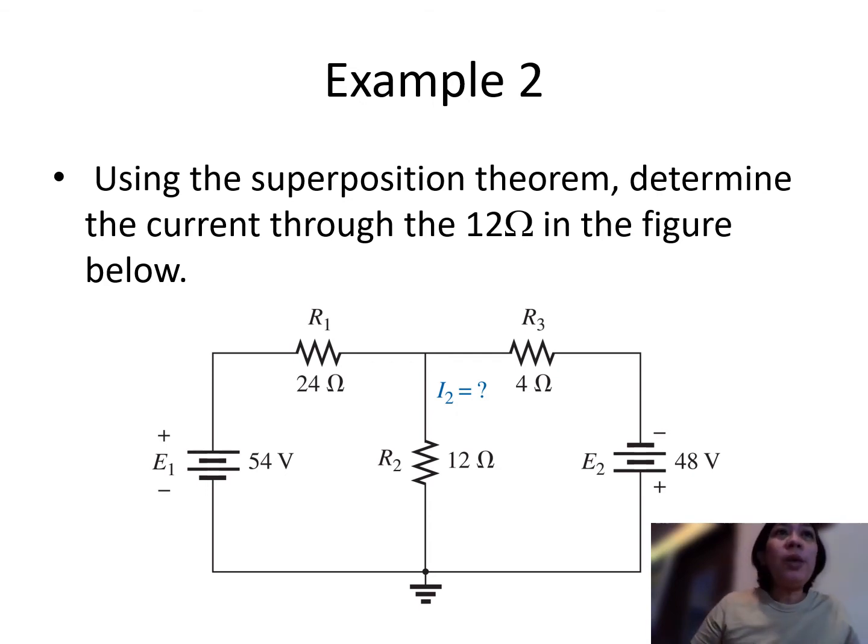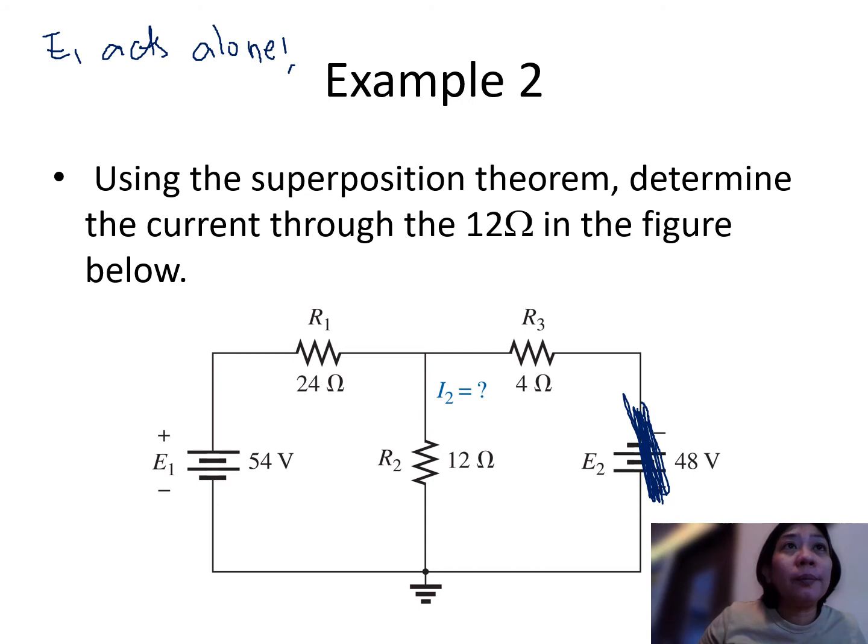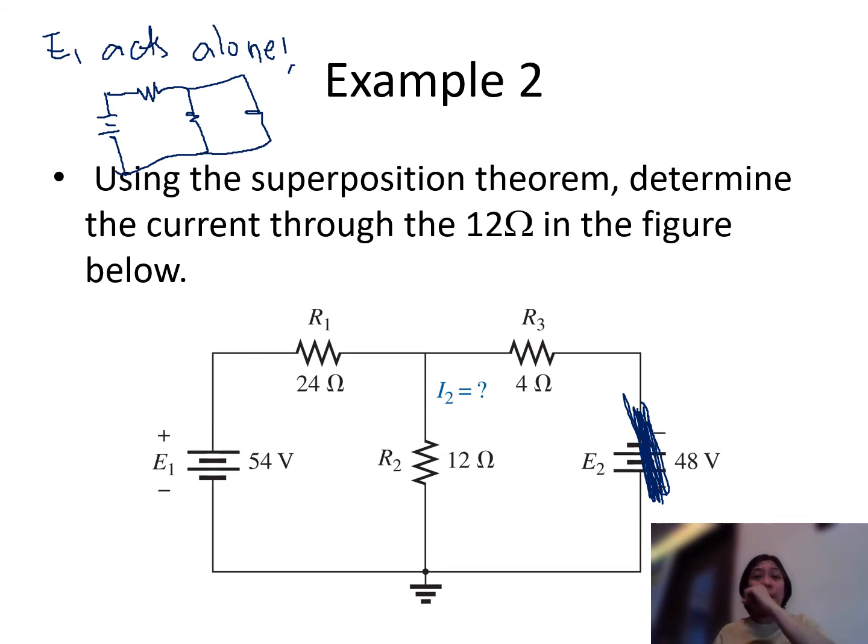So let us say we are now evaluating E1 only, when E1 acts alone. What are we going to do with E2? We are going to make E2 shorted. So we're going to kill E2. If this is shorted, we can redraw the circuit like this. We have already removed the effect of our E2.